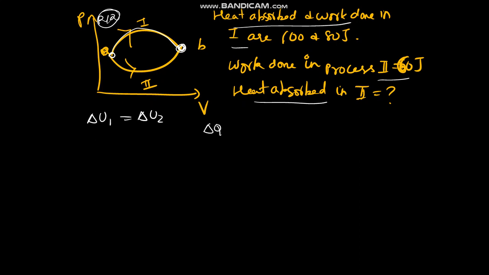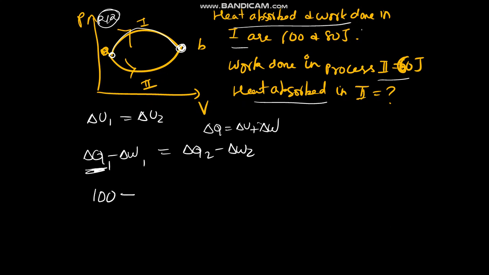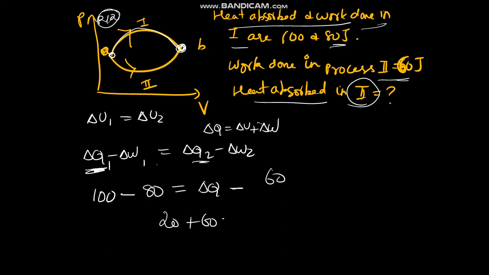So the first law of thermodynamics says that delta Q is equal to delta U plus delta W. So delta U is delta Q minus delta W, or delta Q1 minus delta W1 is equal to delta Q2 minus delta W2. So heat absorbed in the first process, it is positive heat absorbed, so 100 joule, minus work done, 80 joule, so minus 80, that is equal to delta Q2, which we want to find, heat absorbed in the second process, minus work done in the second process, 60 joule. So 20 plus 60 is equal to heat absorbed, that is 80 joule. This is the heat absorbed in the second process.